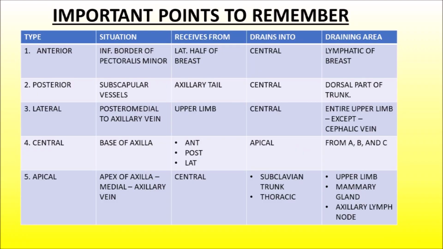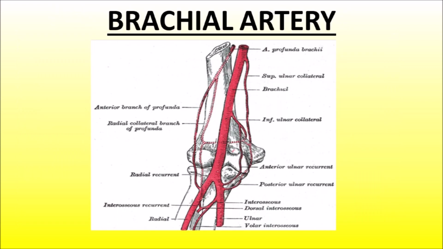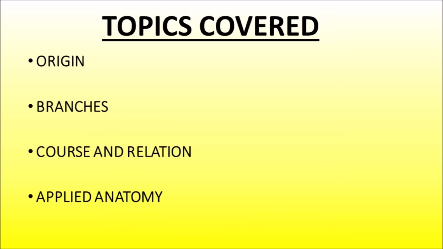This table summarizes the most important points to be remembered under the axillary lymph node, which we have already discussed in the form of a diagram. Please do go through this table. Now let us move on to brachial artery. The topics that will be covered under brachial artery are its origin, branches, course and relation, and its applied anatomy.